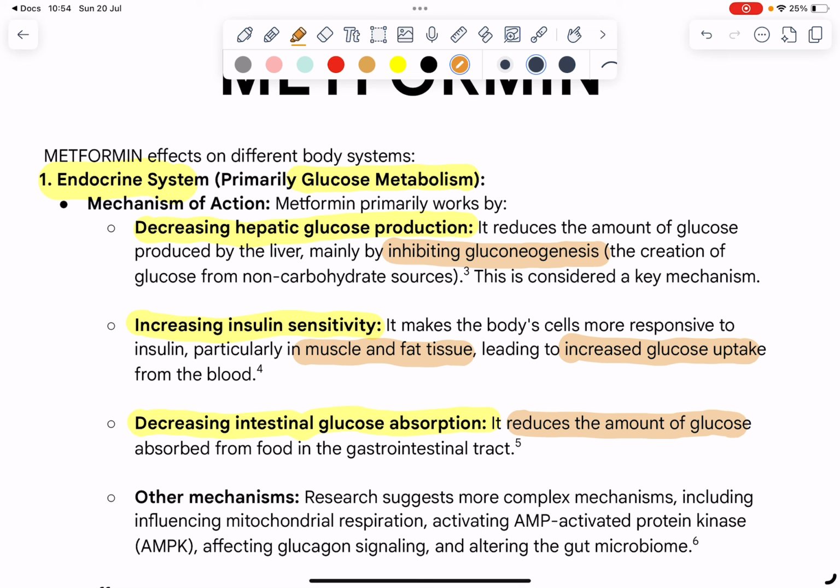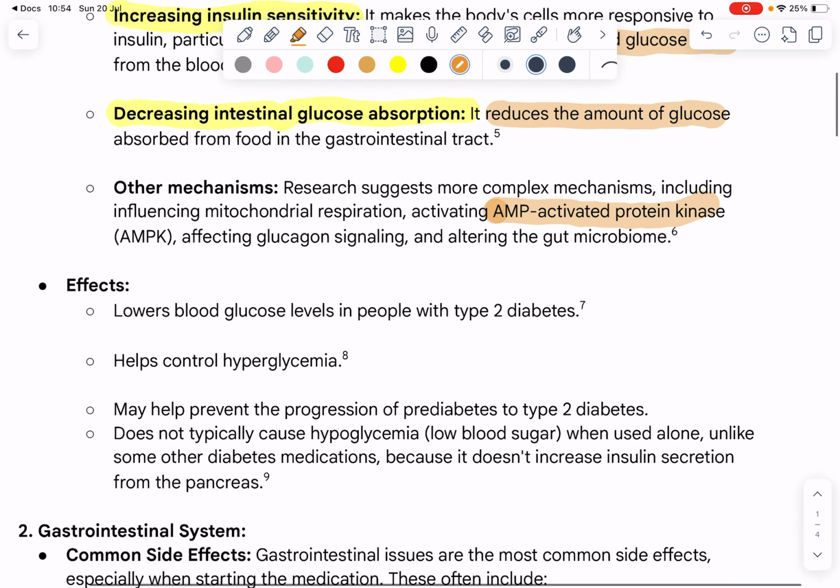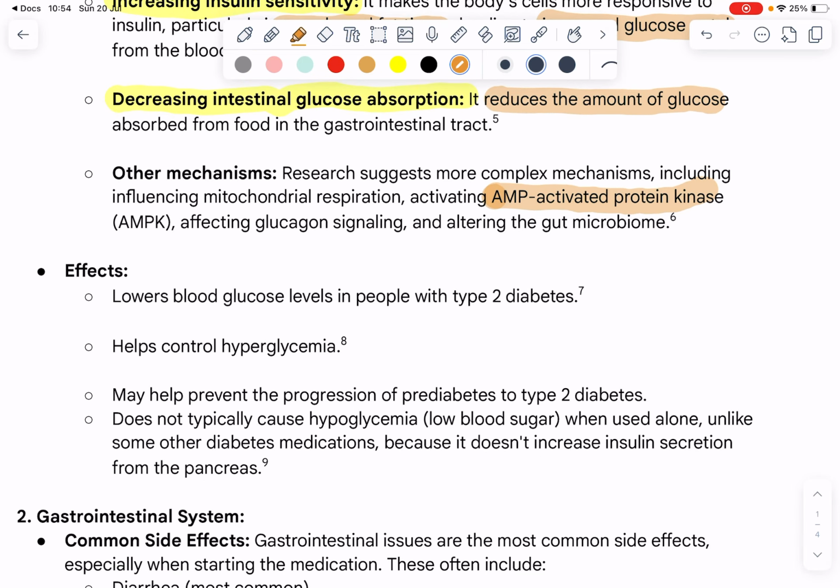Apart from that, metformin reduces the hepatic glucose production by also acting on the AMP activated protein kinase, which mainly affects the glucagon signaling, and it also alters the gut microbiome. Basically, by acting on the endocrine system, it lowers the blood glucose level, especially in case of type 2 diabetes. It cannot be used in type 1 diabetes because type 1 diabetes patients require insulin. Also, it controls hyperglycemia.